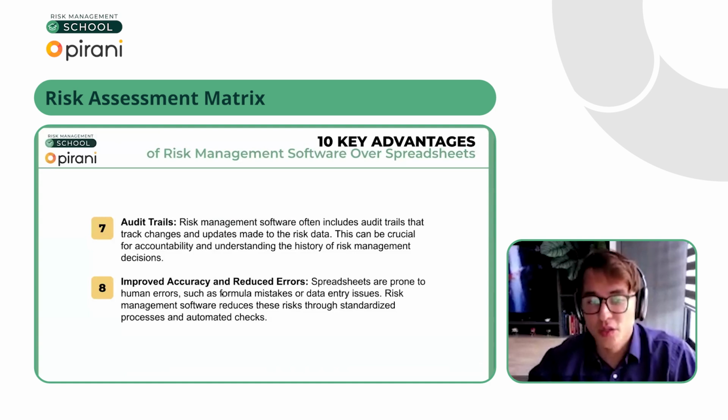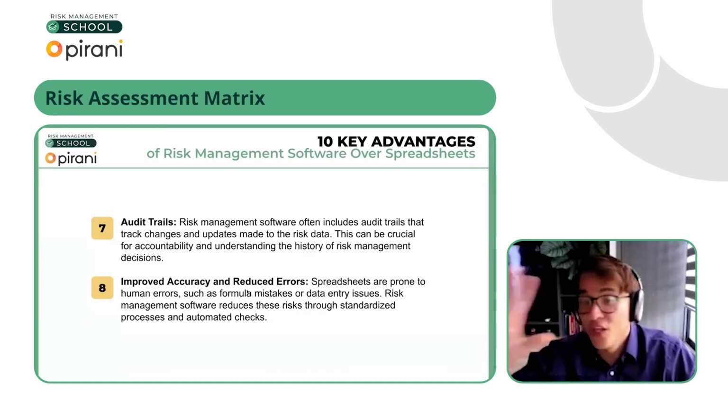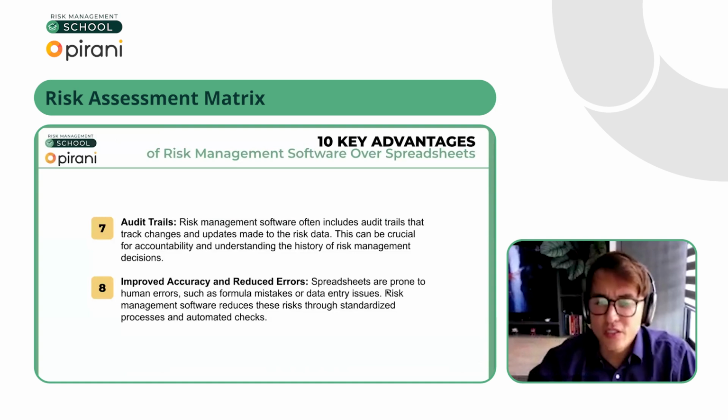8, improved accuracy and reduced errors. We are humans. We're going to make mistakes. We're going to put in a number that is not right. So spreadsheets are prone to human errors, such as formula mistakes and data entry issues. Risk management software reduces these risks through standardized processes and automated checks.